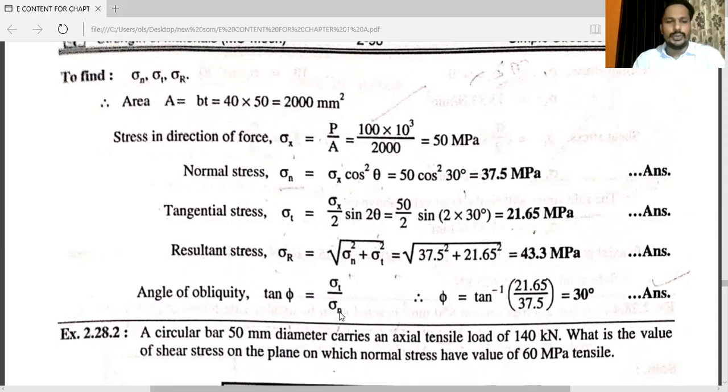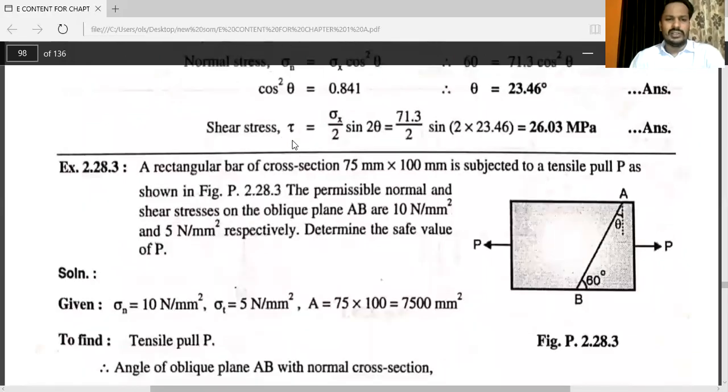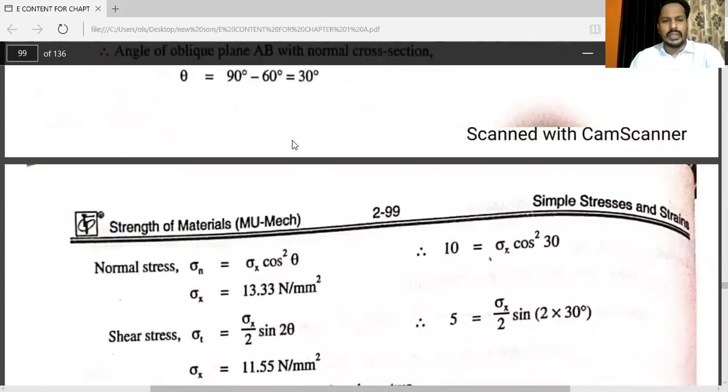Here I am not explaining the problem, because just by using the formulas you have to solve it. The derivation for each and every formula is given in the e-content also. Here the important thing is Mohr circle, so I am not giving that much time to explain the derivation of the formulas.